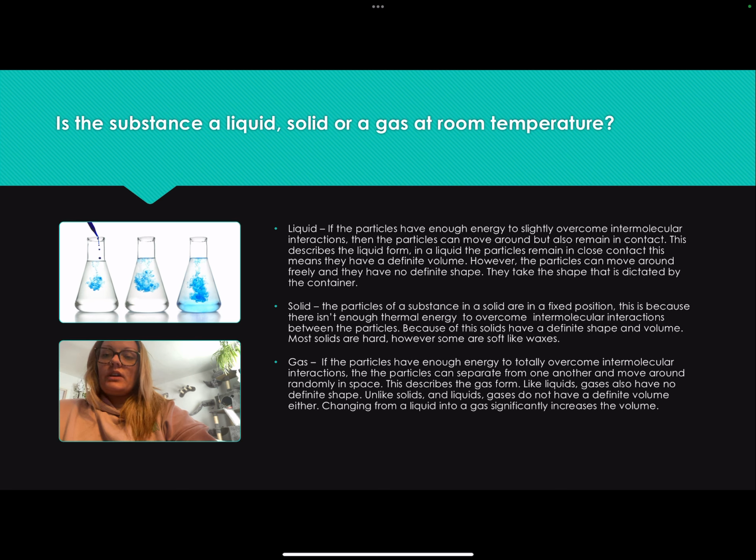Gases. If the particles have enough energy to totally overcome intermolecular interactions, then the particles can separate from one another and move around randomly in the space. This describes the gas form. Like liquids, gases also have no definite shape. Unlike solids and liquids, gases do not have a definite volume either. Changing from a liquid into a gas significantly increases the volume.